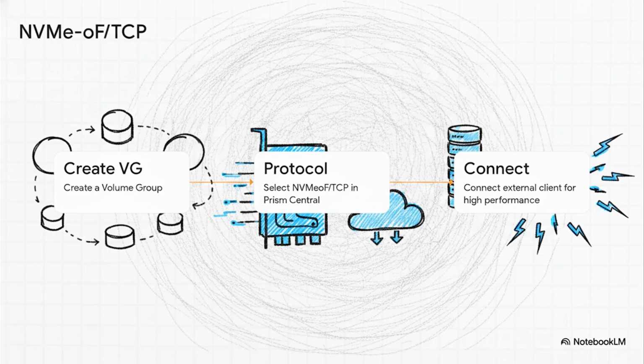When you're setting this up in Prism Central, you explicitly select the NVMe-oF/TCP protocol from the drop-down menu instead of iSCSI. Then, step 3, you connect your external client. This modern protocol is a total game changer. It drastically cuts down the CPU overhead that usually comes with traditional SCSI command translations, giving you a much more direct line of communication to the storage media. The result? Incredibly fast, predictably low latency block storage.